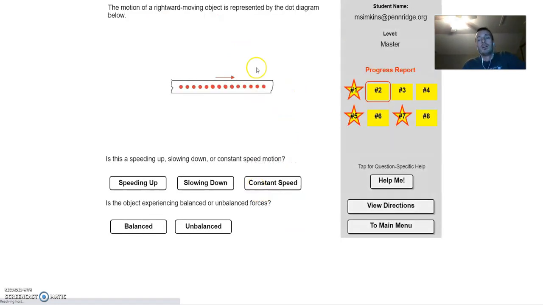Let's do one more because I'm not going to do the whole set for you guys, right? But this one's moving to the right. Now, remember these dot diagrams. This is a throwback to Hansel and Gretel here, right? The dots are evenly spaced. And what does that mean? That means we are going at a constant speed.